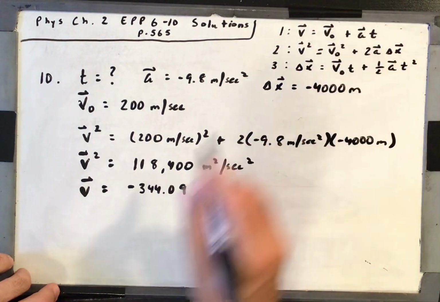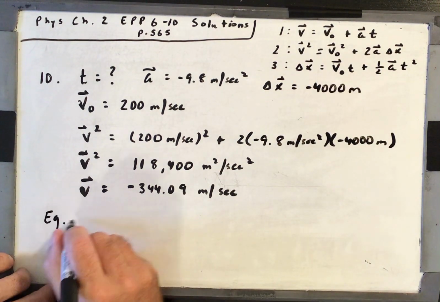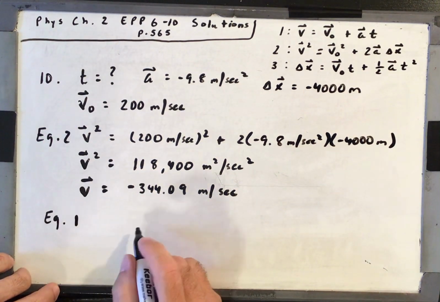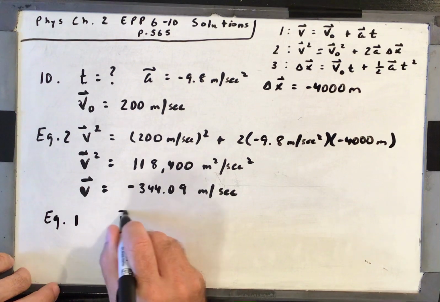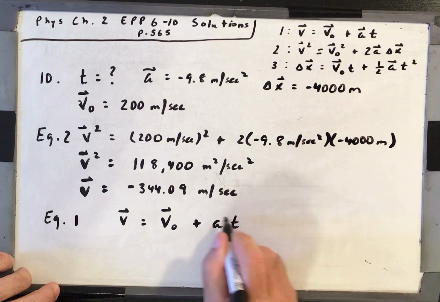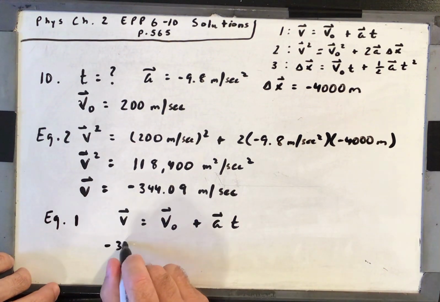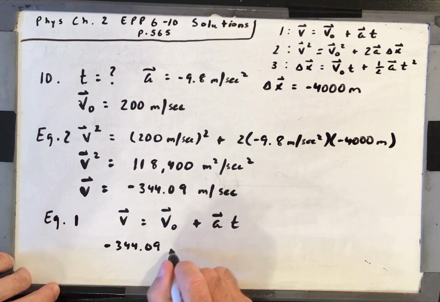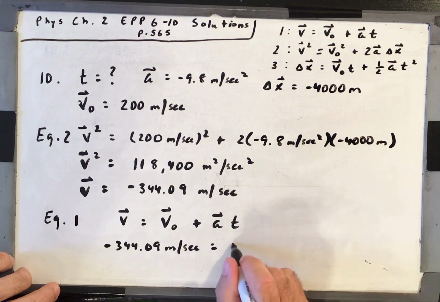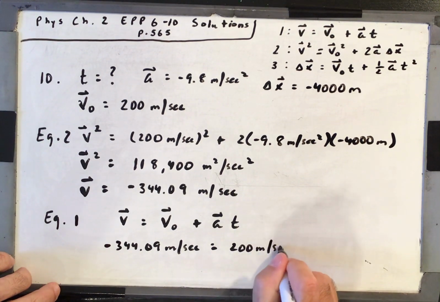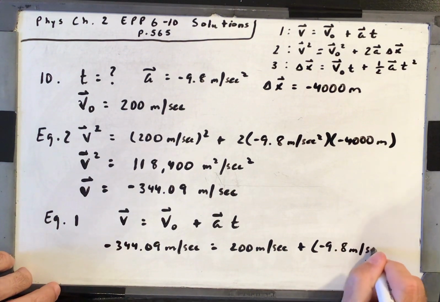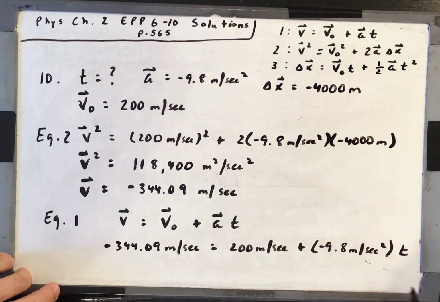Now we can get time by using equation 1. So here we used equation 2. We can get time by equation 1 because the final velocity is equal to the initial velocity plus acceleration times time. So I've got negative 344.09 meters per second is equal to 200 meters per second plus negative 9.8 meters per second squared times time.